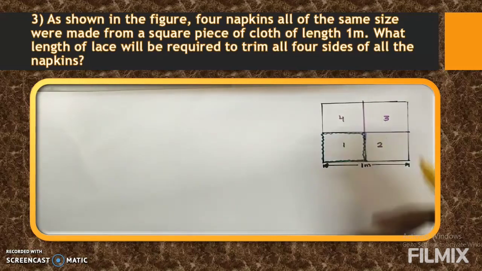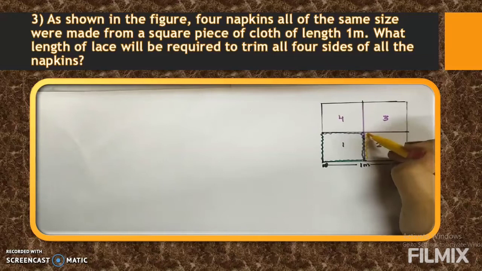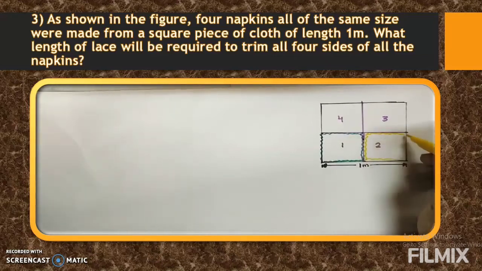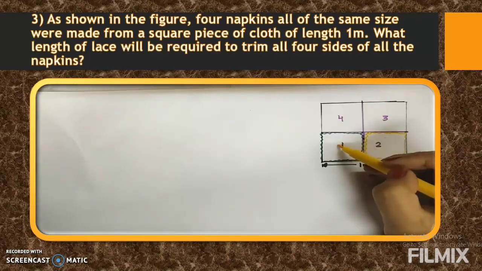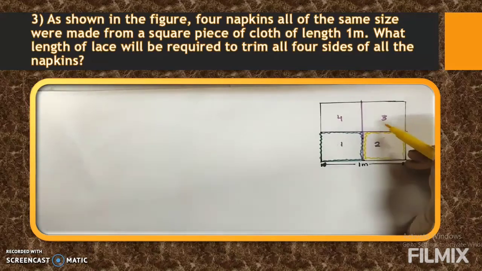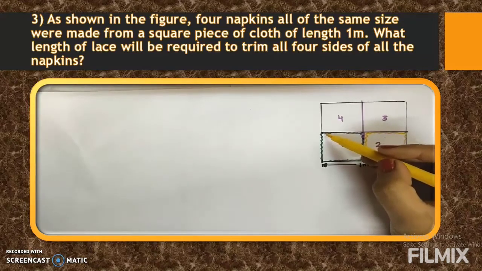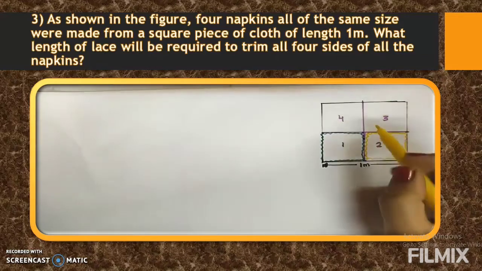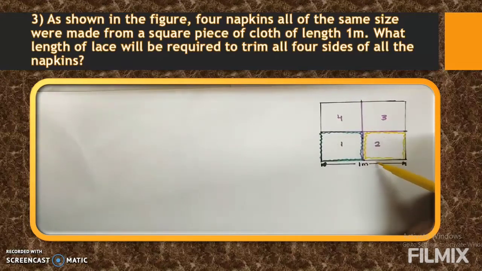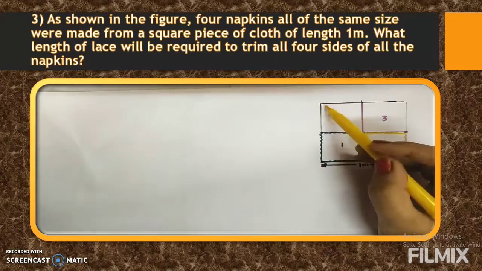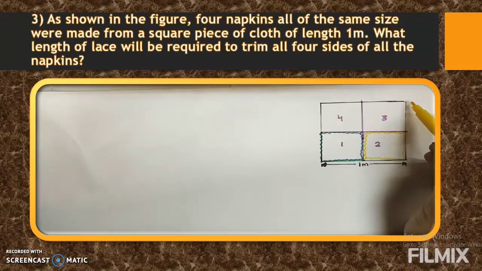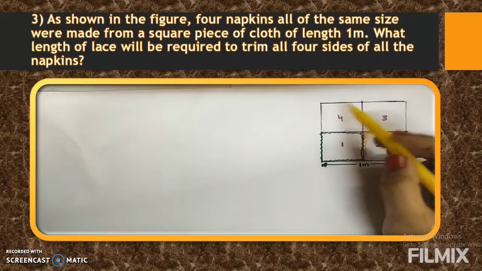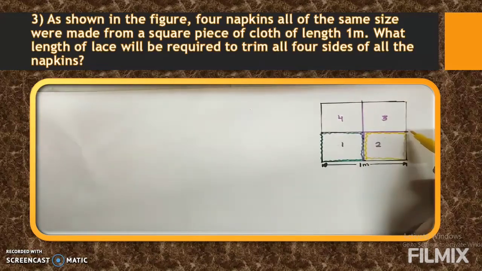In the same way I have to find out the perimeter of this one also. See, here also I have to put lace. Whatever lace work I have to put, I will put it on the edge. So in this way I have to find out the perimeter of these 1, 2, 3, 4 small napkins. Why do I have to find the perimeter? Because I have to put lace on the edge of all 4 napkins. How do we say all 4 napkins are of the same size? Because the shape of the cloth is given as a square, and from this square piece of cloth we have to make 4 napkins of equal size.